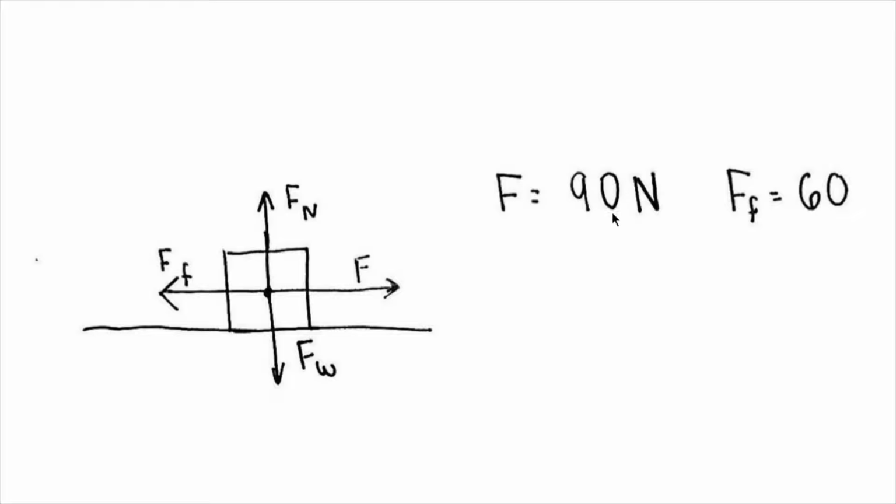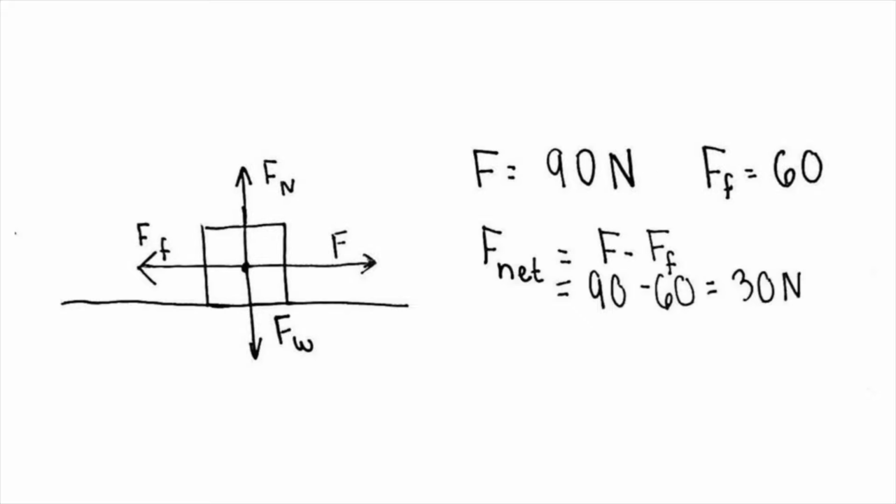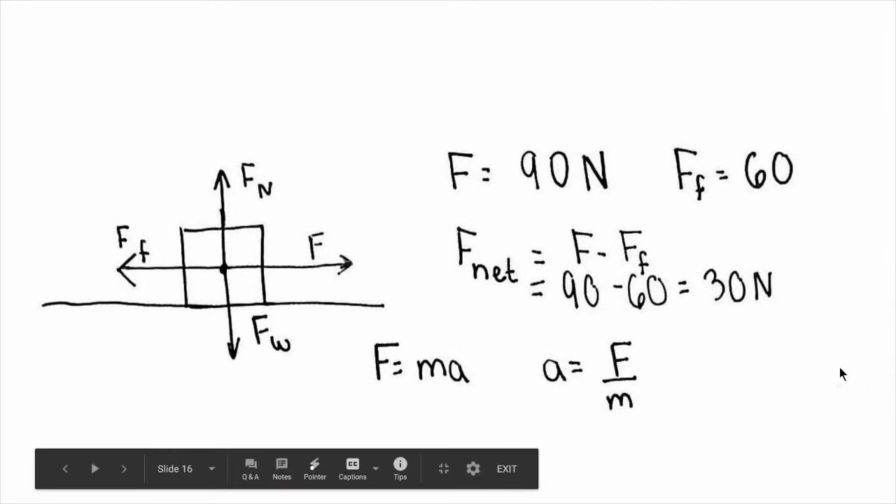So, force of weight, normal force, friction force, and force pulling. We know that the force pulling it is going to be 90 newtons, and the force of friction is going to be 60 newtons. Now, in order to find the net force, we just need to subtract the smaller force from the bigger force, and we get our net force is going to be 30 newtons.